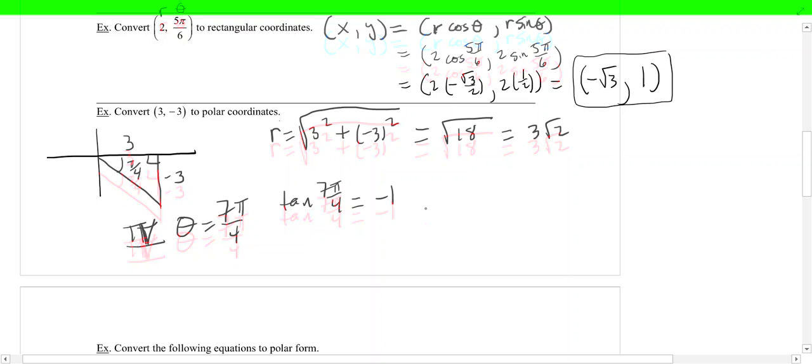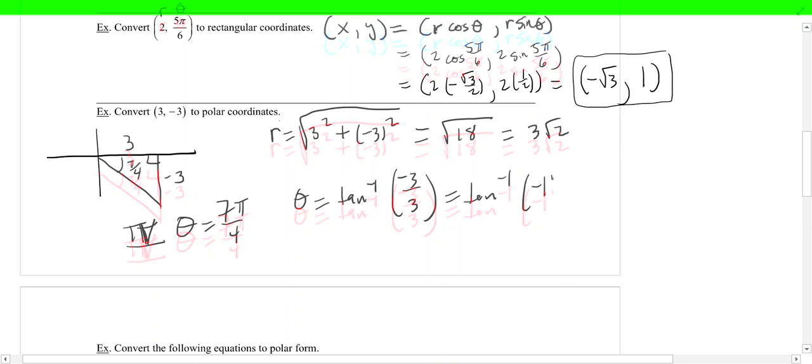So there's two ways to... you could also refer to this as negative pi over 4. Because when we do the inverse, let me show you what I'm talking about. The angle is equal to tangent inverse of the y, which is -3, over the x, which is 3, which is -1. That means the angle has to be, if it's -1, negative pi over 4.